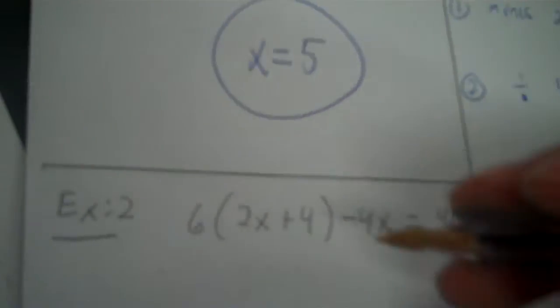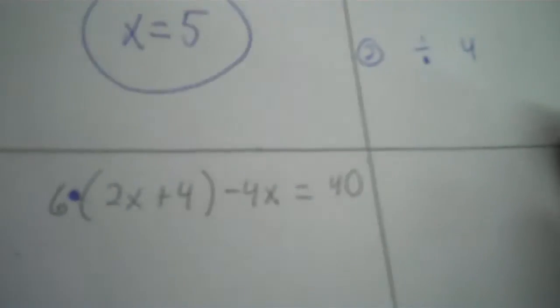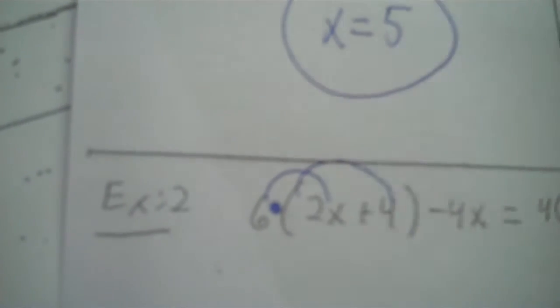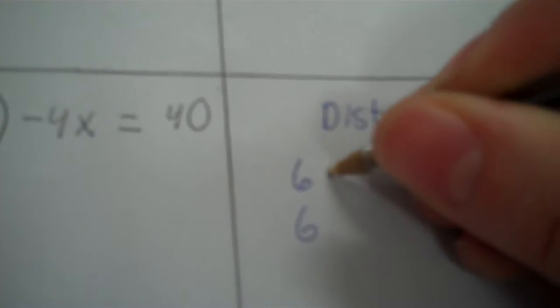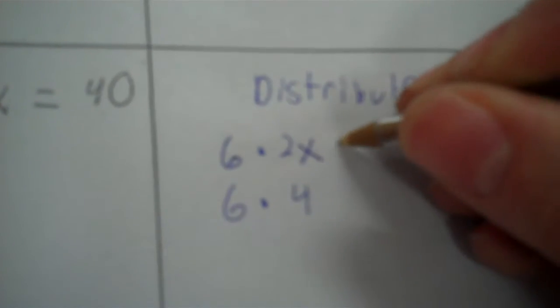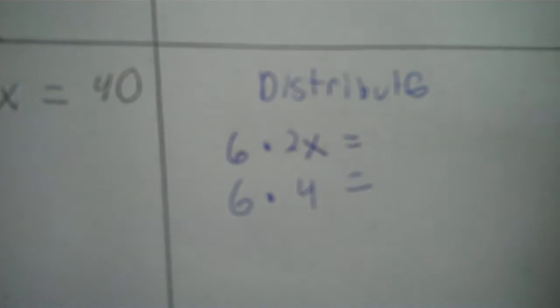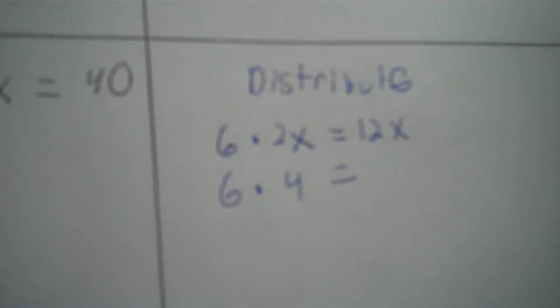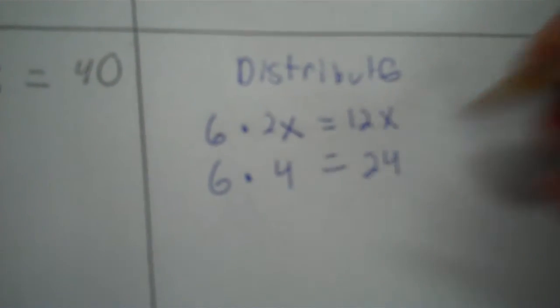Okay, example 2. 6 times the parentheses 2x plus 4, and minus 4x equals 40. So again, we have to distribute first. So we go 6 to 2x, and 6 to 4. So we write 6 down, first times the 2x, then times a 4. If 4 has a plus in front of it, we just write that down as 4. If it has a minus, you write it as a negative. So I put x down. 6 times 2 is 12, and then 6 times 4 is 24.